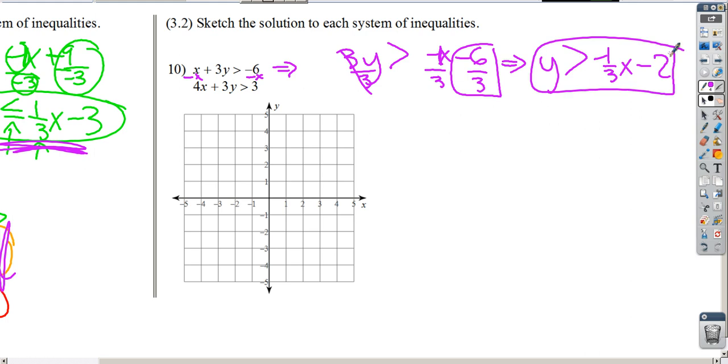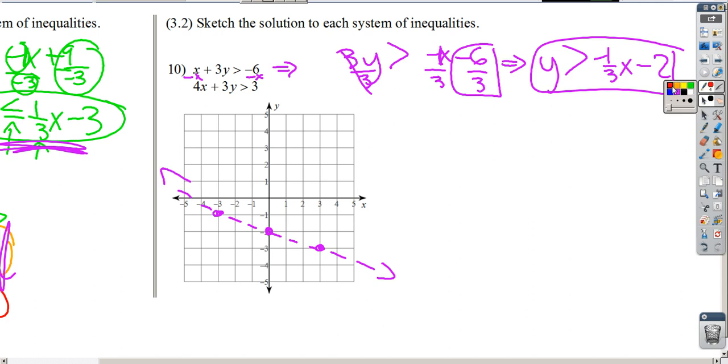Should be a dotted line because y is greater than. So the y-intercept is negative 2. The slope is negative 1 and then over 3. Or you can go up 1 to the left 3. And this should, like I said, be a dotted line because it's y is greater than.